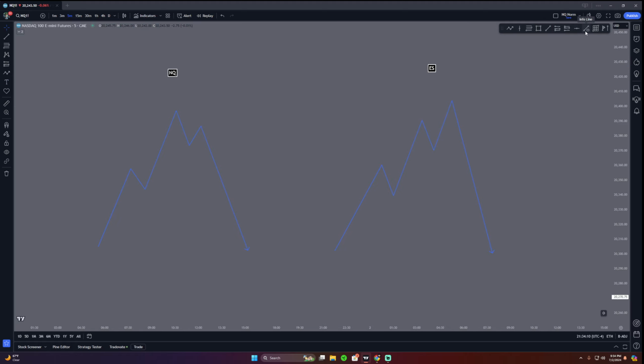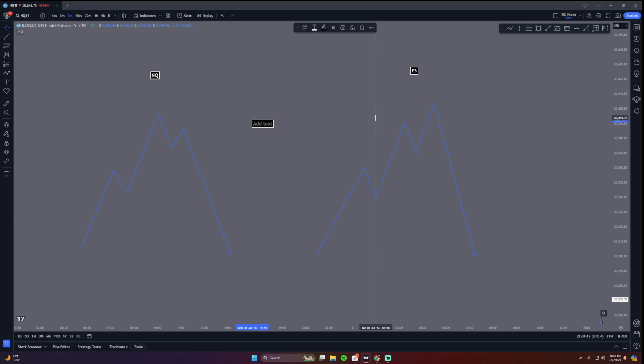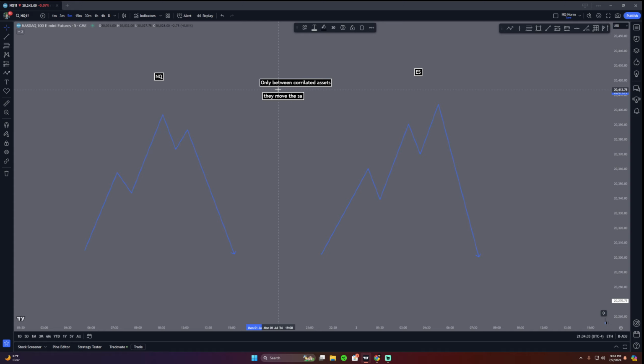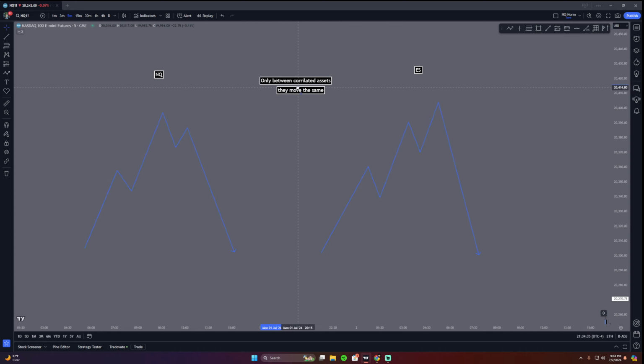And say that these pairs are correlated pairs, correlated assets. These two are correlated, which means they move the same. If one's going up, one's going up. If one's going down, one's going down. They move the same. They have the same trends and everything.